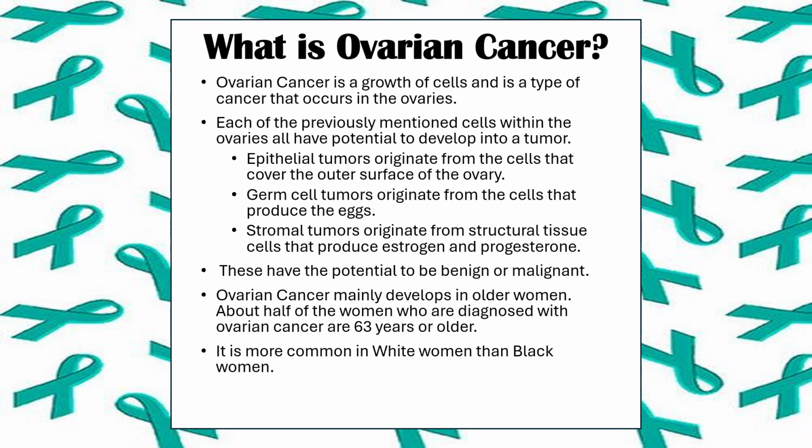Stromal tumors originate from the structural tissue cells that produce estrogen and progesterone. These have the potential to be benign or malignant. Ovarian cancer mainly develops in older women. About half of the women who are diagnosed with ovarian cancer are 63 years or older, and it is more common in white women than it is in black women.